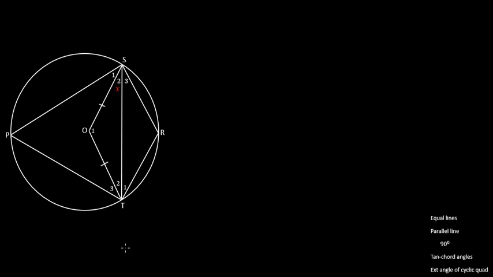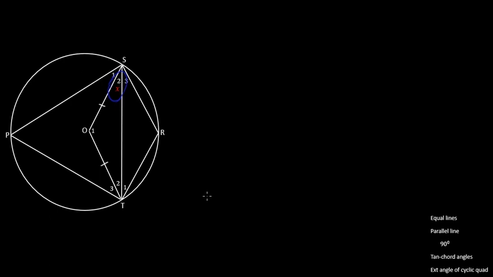Are there any parallel lines? No. Any 90 degrees? No. Any tan-chord angles? No. Any exterior angle of a cyclic quad? No. Okay. Then we identify the starting point. Angle S2 is the given angle. That's our starting point. So we're going to start at S2 to say what's the relationship between S2 and the angle we are looking for.